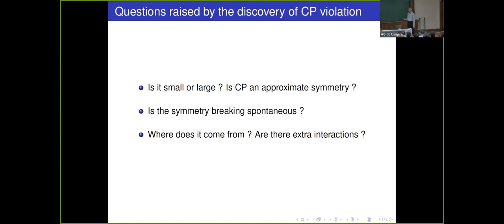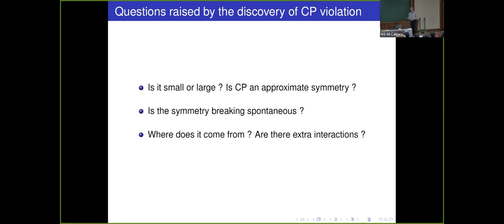Okay? We will see the Lagrangian for CP violation today. And then the question is, where does it come from? Whether extra interactions? So from the discovery in 1964, it took almost till 2000 to be sure that other candidates were ruled out.